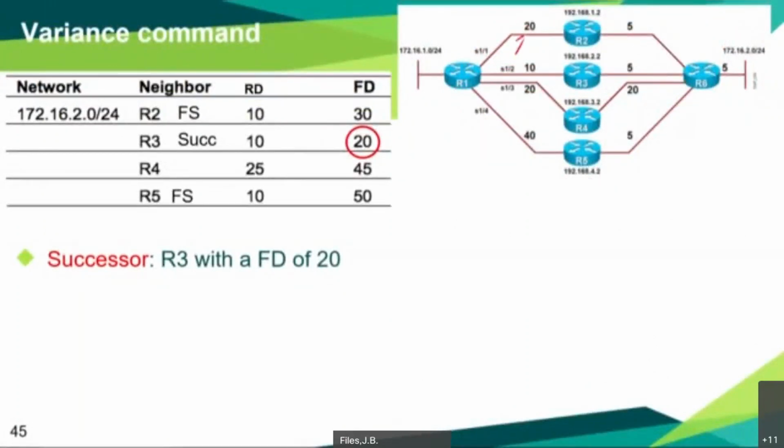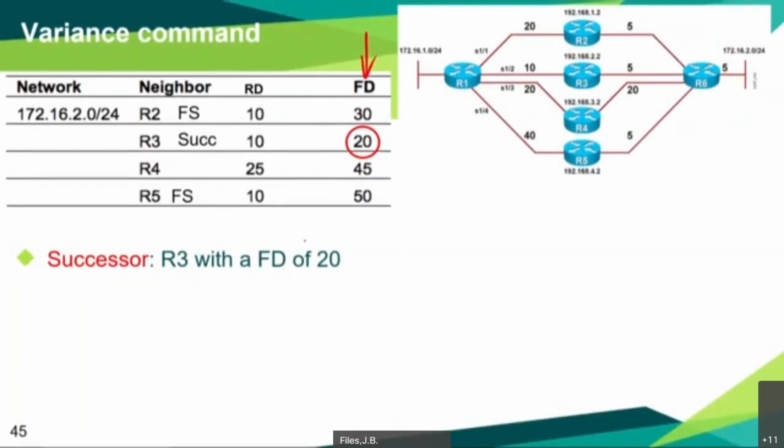We see the cost of each link, and it's always the outgoing interface. If we went to the top one, it's 20, 5, and 5, so that's a cost of 30 through R2. But which one's the best? If we add all those up, we can see our feasible distance, that's our metric.